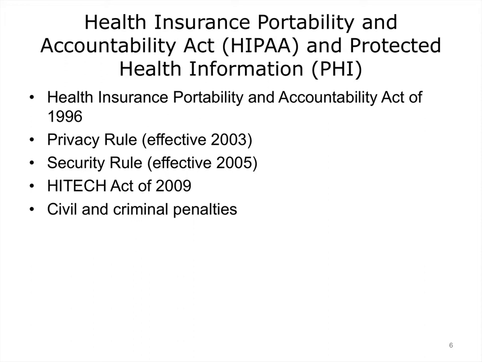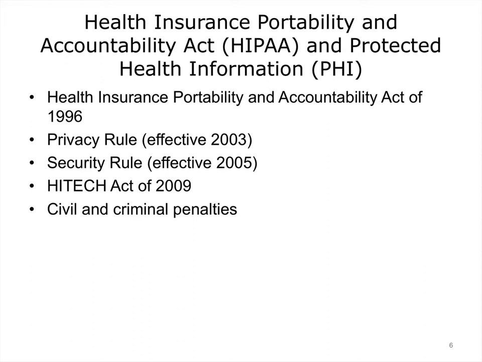HIPAA was enacted by Congress in 1996. Its goal is to protect health insurance coverage for citizens and their families after the loss of a job and to facilitate the standardization of healthcare transactions between providers, health insurance plans, and employers, a process known as administrative simplification. These provisions specified a broad range of individually identifiable health information or protected health information, PHI, that covered entities are obligated to protect. Covered entities include health plans, healthcare clearinghouses, and most healthcare providers, depending on the types of billing transactions that the provider engages in.